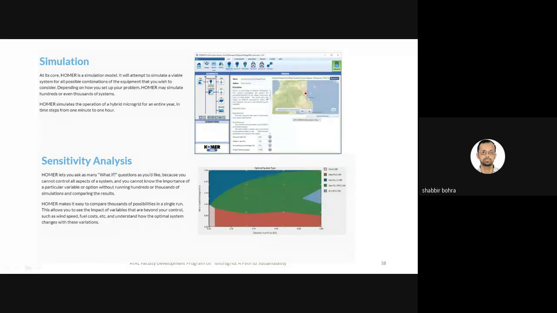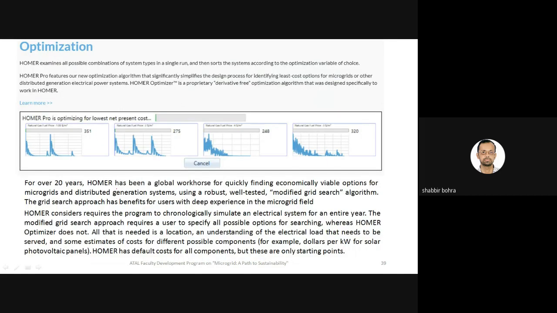At its core, Homer is a simulation model that will attempt to simulate a viable system for all possible combinations of equipment that you wish to consider. Sensitivity analysis is needed because one cannot control all the aspects of the system and cannot know the importance of a particular variable option without running hundreds or thousands of simulations and comparing the results. So instead of doing it manually yourself, the software automatically takes care of this in the sensitivity analysis and gives you the optimized result.